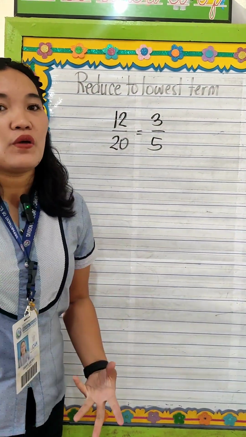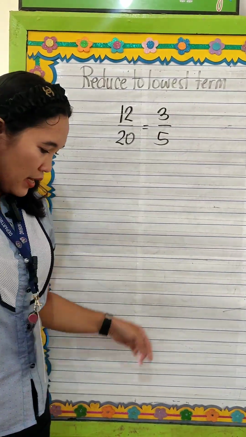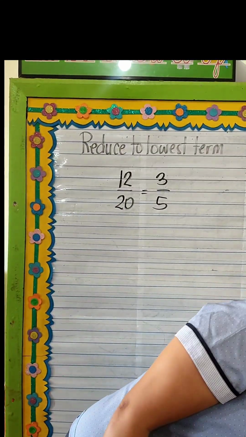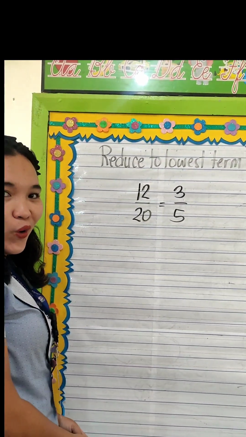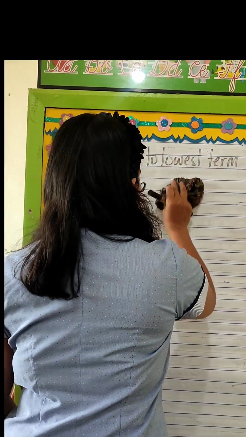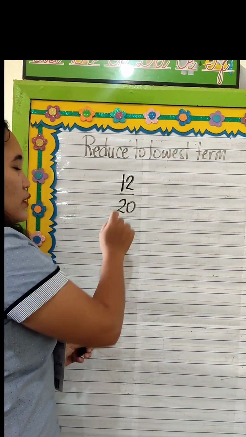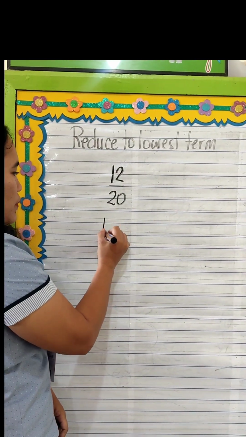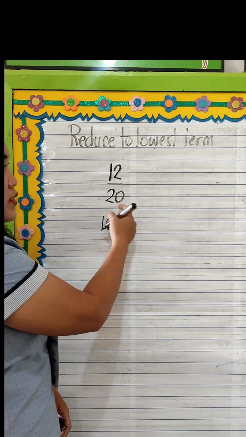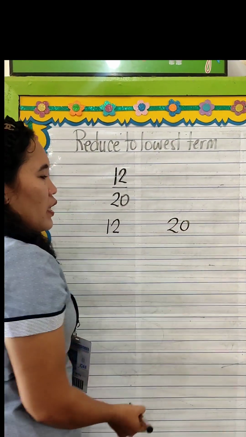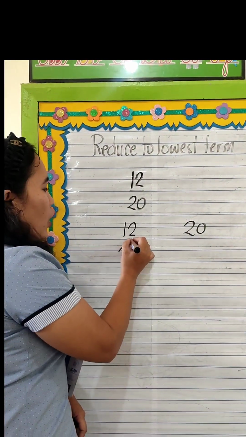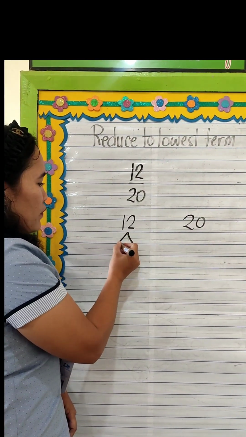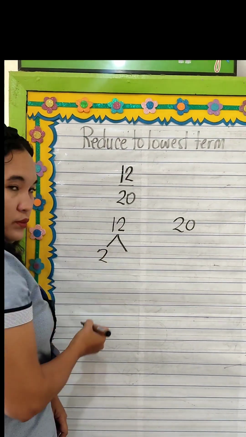But for those who don't know what GCF means, what's the GCF of these numbers, this is how we are going to take the GCF. First, we need to take number 12, the numerator 12. And then we need to take 20. And then we need to factor out these numbers. Always start with number 2.